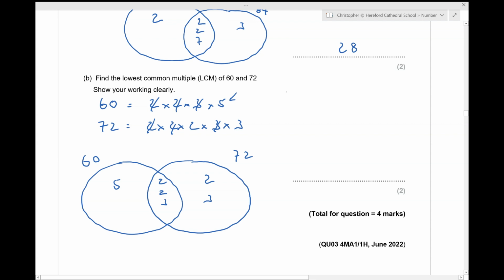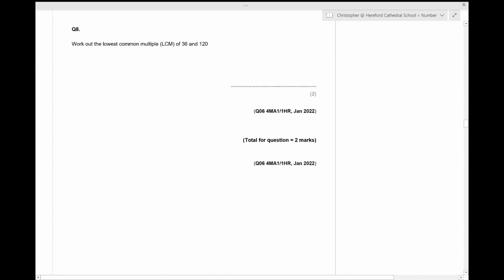The lowest common multiple: I need to multiply everything in my Venn diagram. 5 times 2 times 2 times 3 times 2 times 3. Bit of calculator button pressing, and I get the answer, 360.